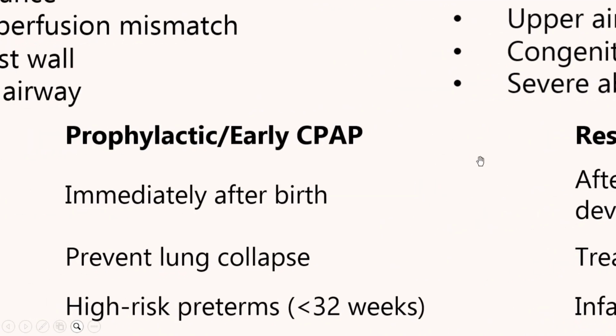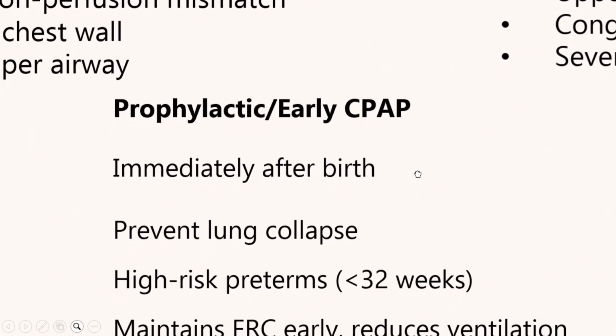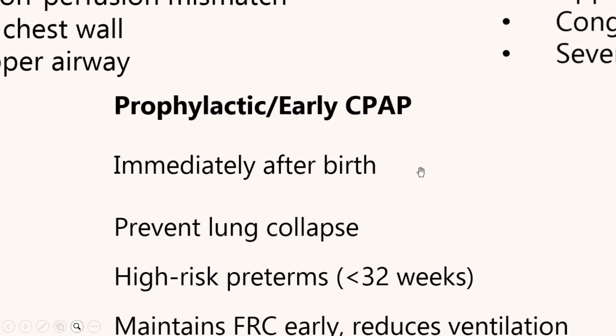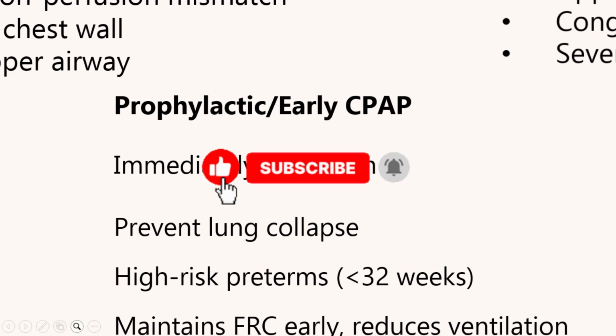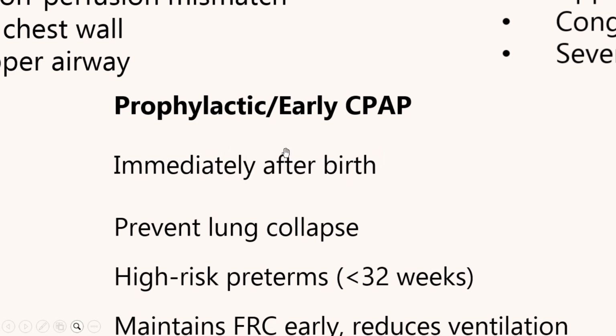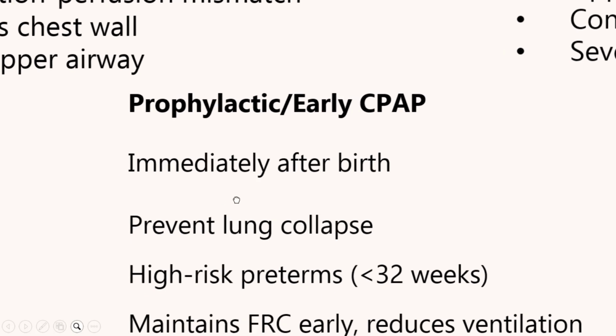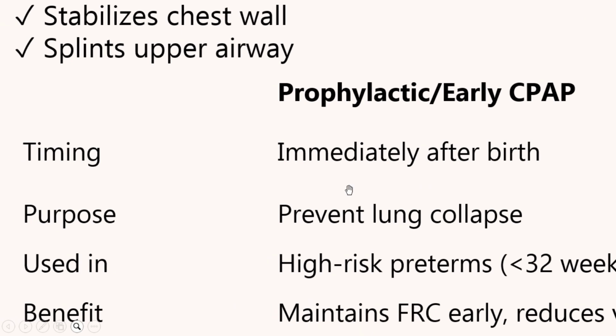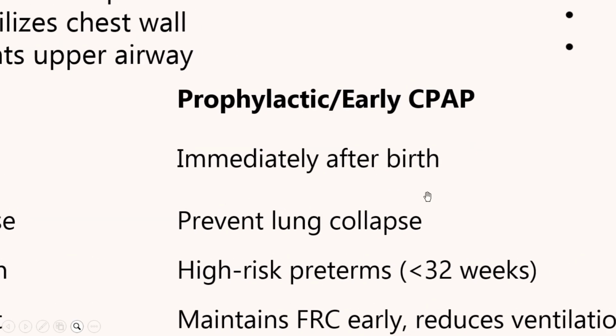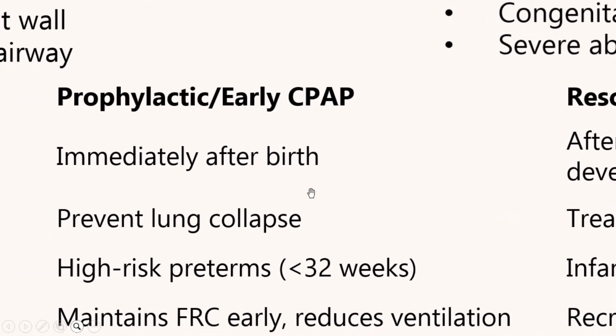So prophylactic CPAP is the CPAP that we give to any newborn, high-risk preterms that are born less than 32 weeks. So any neonate that is born before 32 weeks, we think they need what we call a prophylactic CPAP. When they are born, whether they are breathing well or not, we are going to put them on CPAP immediately. The timing is immediately after birth. That is for the prophylactic CPAP.